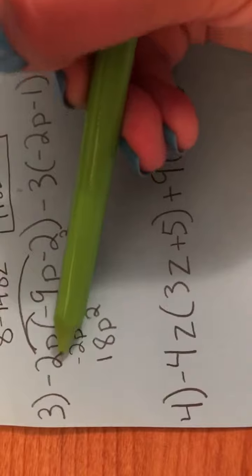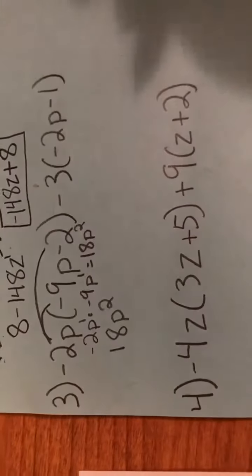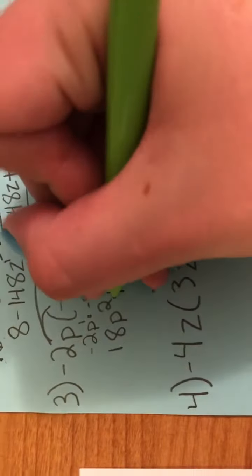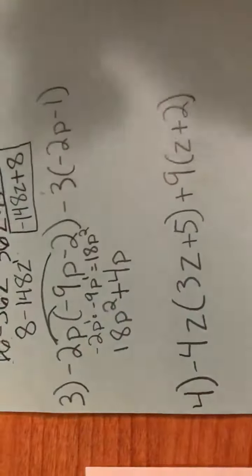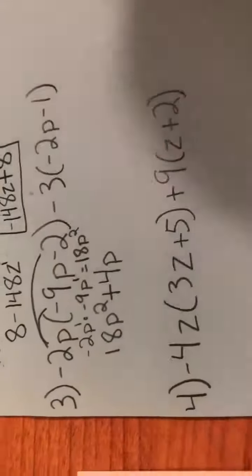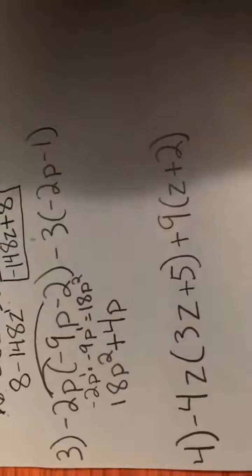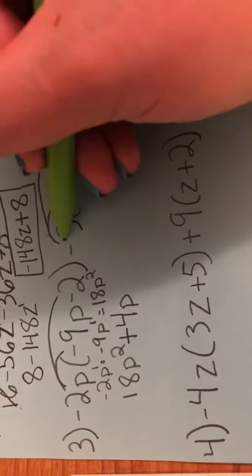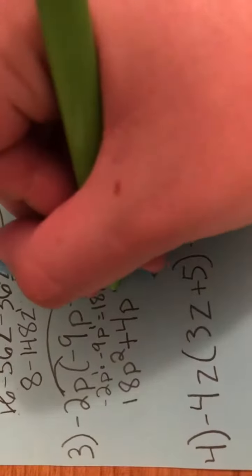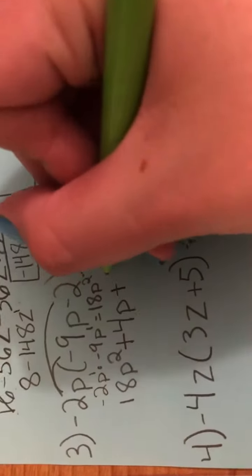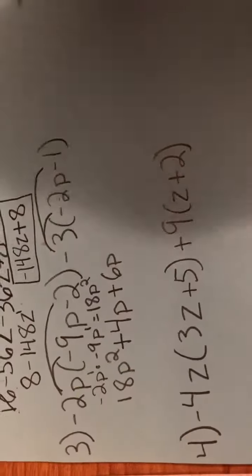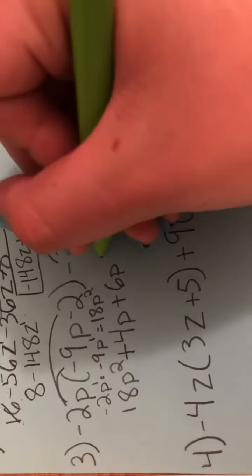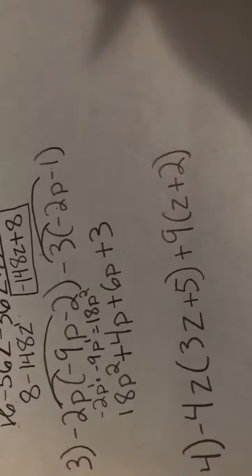Then you have negative 2p times negative 2. Negative times a negative is a positive. 2 times 2 is 4. And there is only 1 p, so there's nothing to combine. Now on the second part of the expression, negative 3 distributed. Negative 3 times negative 2 is a positive 6p. Then you have negative 3 times negative 1. Negative times a negative is a positive 3.